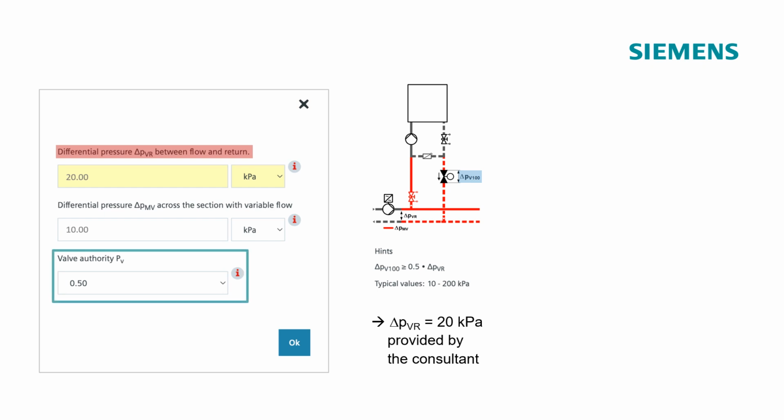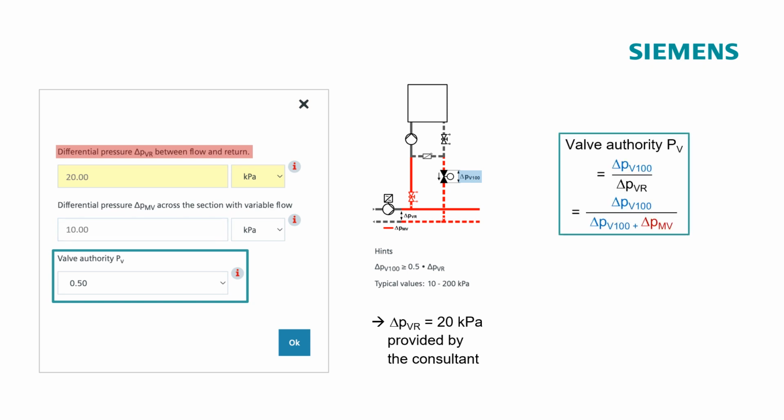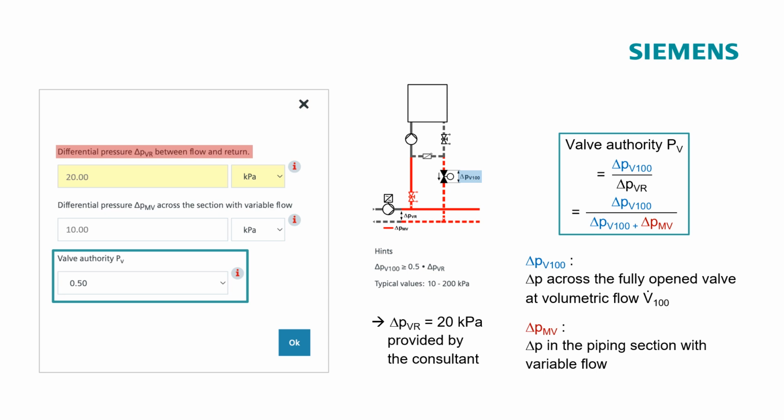The calculation works by default with a valve authority PV of 0.5. Based on that, a pressure difference delta PMV of 10 kPa results. The valve authority PV is the ratio of delta PV100 to delta PVR, or the ratio of delta PV100 to delta PV100 plus delta PMV respectively. With delta PV100 being the pressure drop across the fully opened valve at volumetric flow and delta PMV being the pressure drop in the piping section with variable flow. Which part of the piping system the variable flow section is, depends on the hydronic circuit.